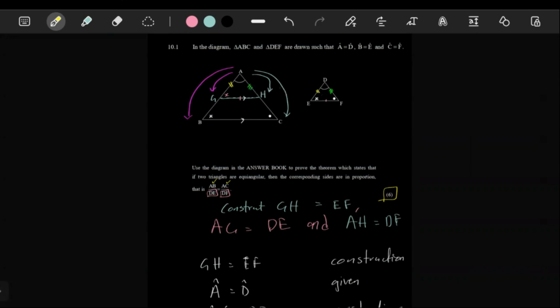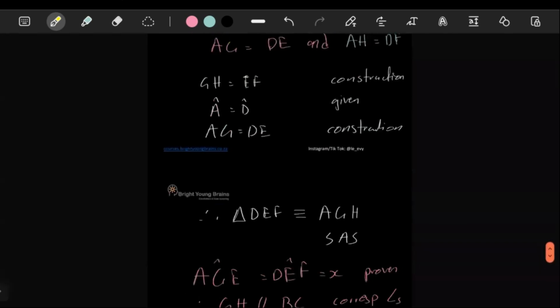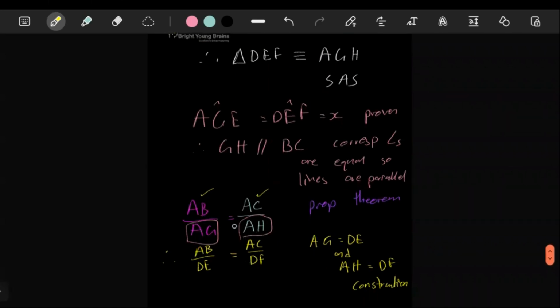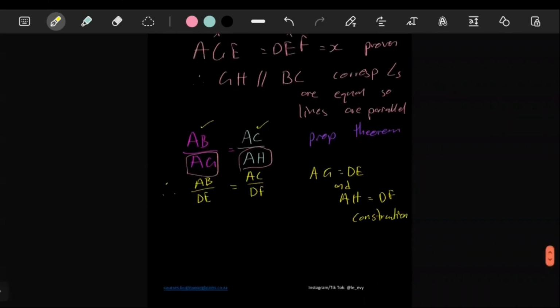After showing that the triangles are congruent, you can then show that you have an angle here equal to that one, therefore you have parallel lines. Once you have parallel lines, you have the proportionality theorem now, and then you can state what you've just stated here. This over this, I mean, this over that is equal to that over that. Then you write it out. These are equal to these two, and then you finish.